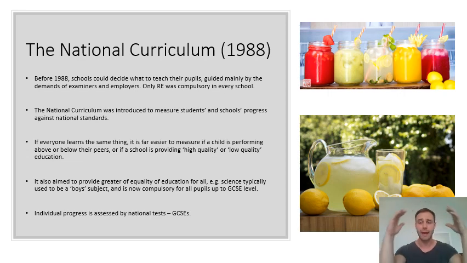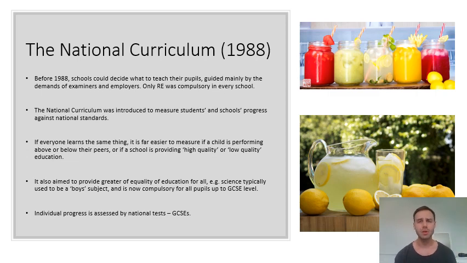Okay, so if you just recap that whole process, pre-1988, schools are teaching what they want, how they want, thinking what they think is best, and not really looking at a national picture. Because of this, it's really hard to measure one school against another, because one school is providing this, another school is doing something completely different. You can't measure those, and therefore you can't say categorically school A is better than school B, because they're doing different things.